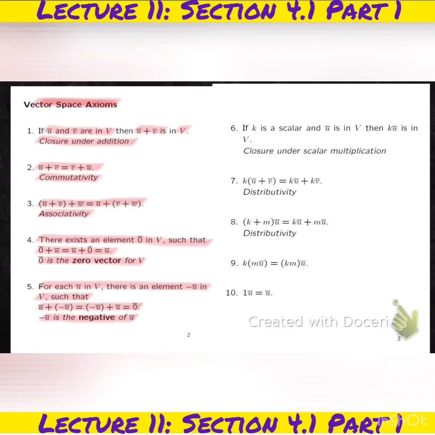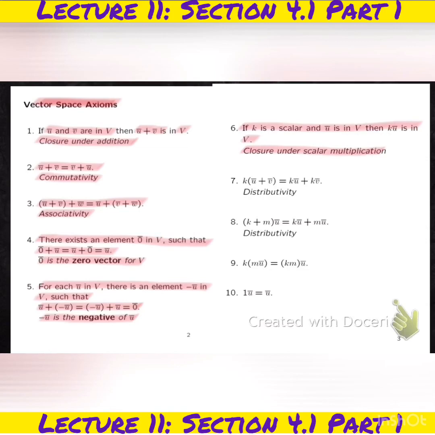Then you've got closure under scalar multiplication. For the set to be closed under scalar multiplication, it means that if you apply the scalar multiplication rule, whatever you end up with at the end needs to be back in the set V. So it needs to again be an element of V. There we go. This thing here needs to again be back in V.